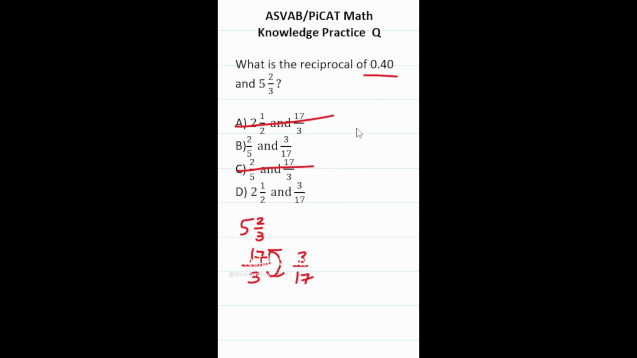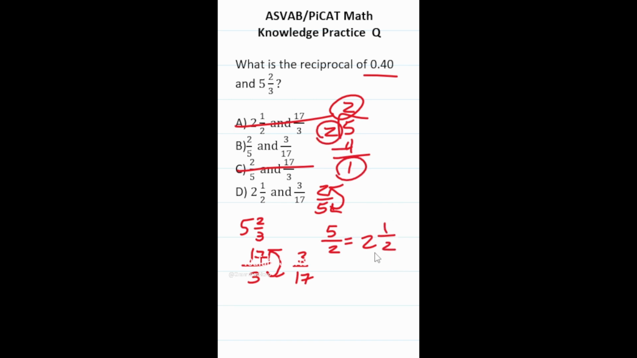Now, the fraction equivalent of 0.40 is going to be 2/5. To find its reciprocal, we do the same thing. We flip flop our numerator and denominator. That's going to be 5/2. Now, if you can't convert that to a mixed number, mentally do the long division. 5 divided by 2. This is going to be 2, which is 4. So this 2 is going to be our whole number. This remainder of 1 is going to be our numerator. This 2 is going to be our denominator. So this one is going to be D.